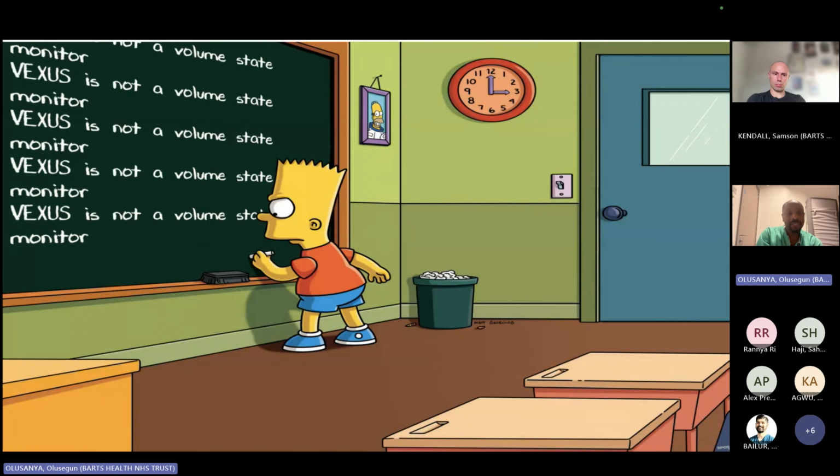So if you ever see anyone talking about VExUS as a volume state monitor, it is not. It has never been and will never be. We're making the same mistake as we once did with the inferior vena cava. The inferior vena cava is not a volume state monitor. What it is basically is a measure of the complex interface between your intrathoracic pressures, your intra-abdominal pressure, and your right atrial pressure. That's what your IVC diameter tells you.